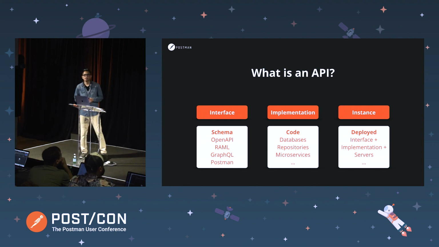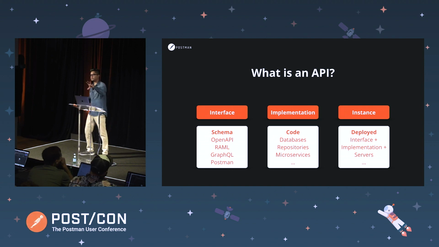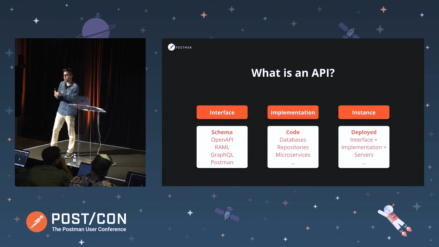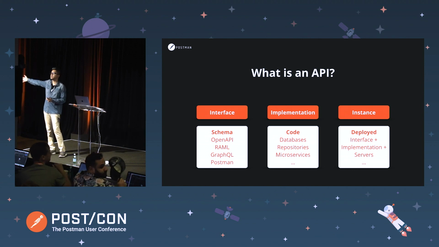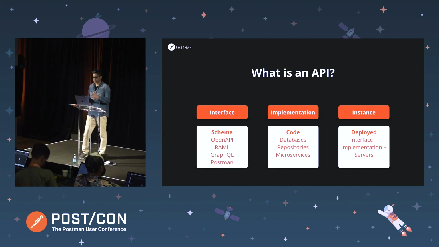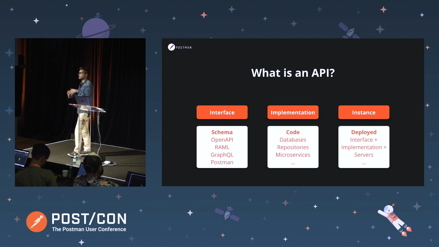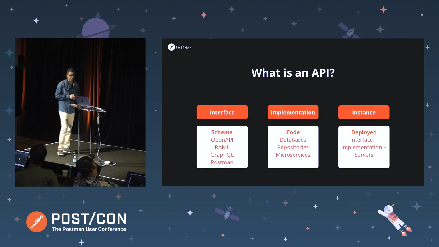The instance, think of the instance as the actual hosted instance of your API. So the interface plus implementation. So you have designed your API, you have built it, you have created it, and then you host a public instance of it. Now, to give an actual example, let's take the GitHub API example once again. So the interface would be what GitHub maybe publishes as, let's say, the GraphQL spec of their API.